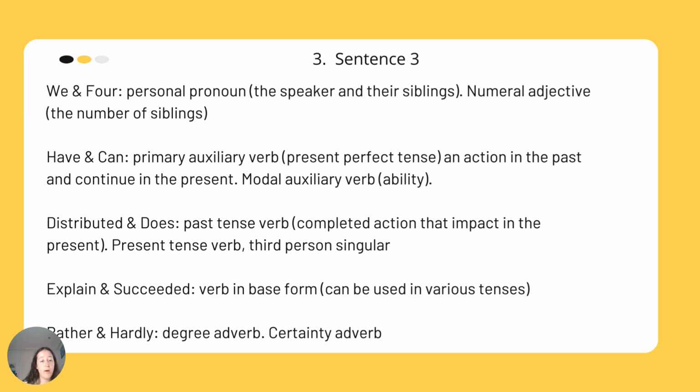Also, we have the full verb examples. First of all, we have explain and succeeded. This verb, explain, is in base form and can be used in various tenses. And succeeded is in the past tense. And here, finally, we finish with adverbs. The first one is rather, a degree adverb, as we have in the other sentence. And hardly is a certainty adverb that represents how something is being done or could be done.